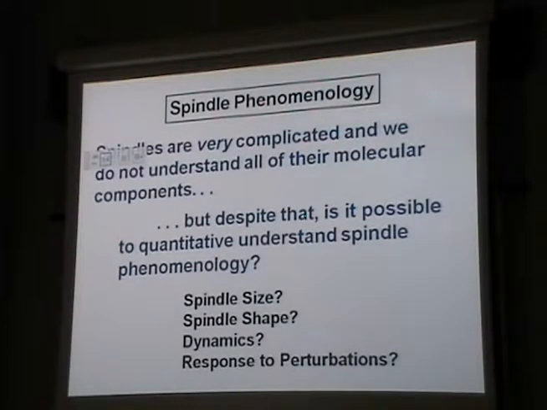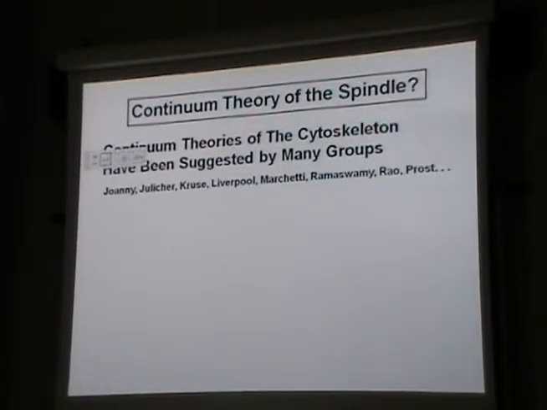And clearly it seems, at least to me, kind of crazy to think that you have to understand all of these hundreds of components, or the exact position of all 100,000 microtubules, to understand this, right? So the question is, can we get some kind of quantitative phenomenology of these things? One way one might imagine doing that is to ask, is it possible to have some kind of continuum theory of the spindle? Just like one uses continuum theories to understand regular liquid crystals, can one use a similar approach to think about the spindle?